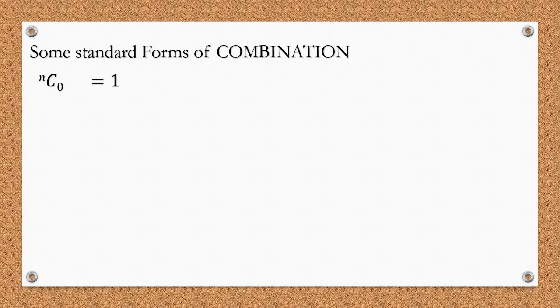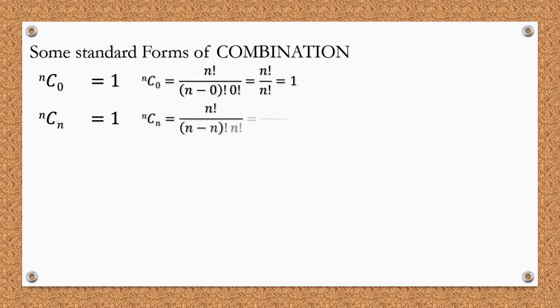nC0 is 1, and here is the proof that nC0 is n factorial upon n minus 0 factorial into 0 factorial, which is n factorial upon n factorial, that is 1. nCn is also 1. Now if you remember, nPn was n factorial, but here nCn is 1. Why? Because nCn is n factorial divided by n minus n factorial into again n factorial. So n minus n factorial is 0, but n factorial remains, so n factorial upon n factorial will be 1.